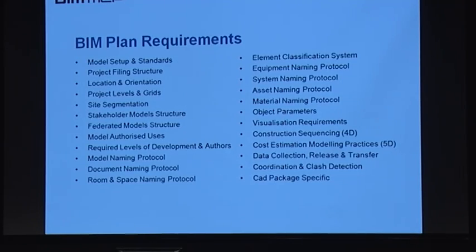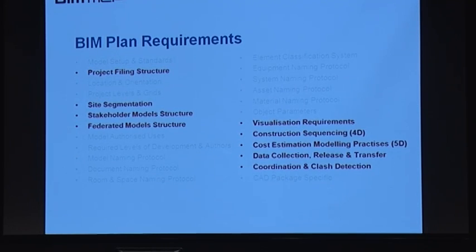This is a table of contents out of a BIM plan. They're all the sorts of things that should be contained in a BIM plan, and these ones are the ones that are going to impact your hardware in some way. Project filing structures, how you're going to structure it, how much do you need, where is it going to be. Site segmentation, if it's a large project, that starts to impact how many models do you have. The stakeholders' model structures, how people are structuring models, how many architecturals, how many structural models do I have, do I have a separate mechanical model per level, etc. These are all dependent on the size of the project and how you might be organising yourselves to create them.